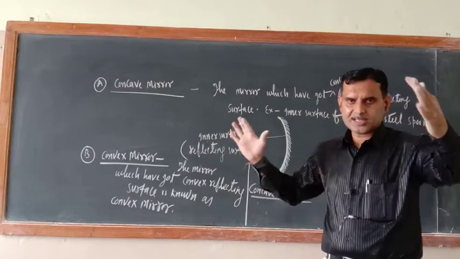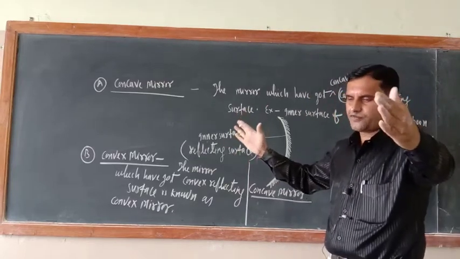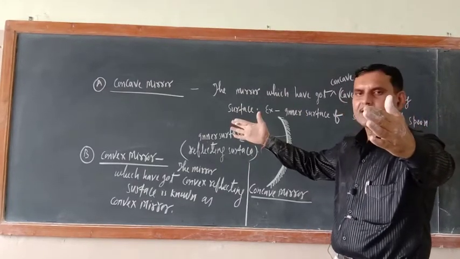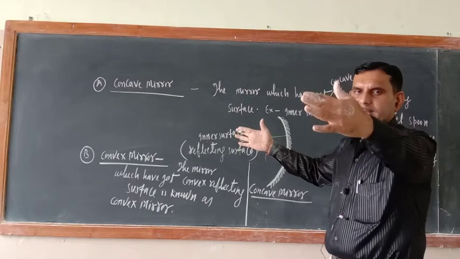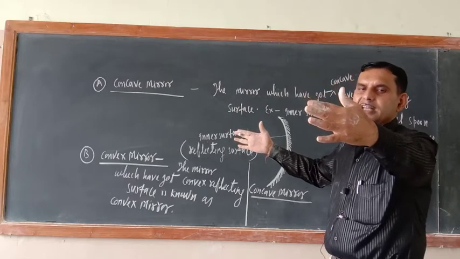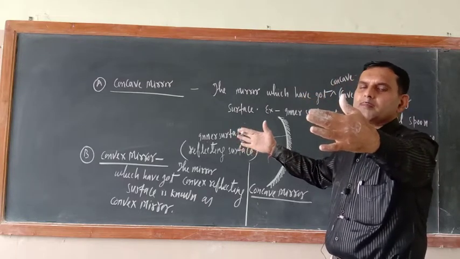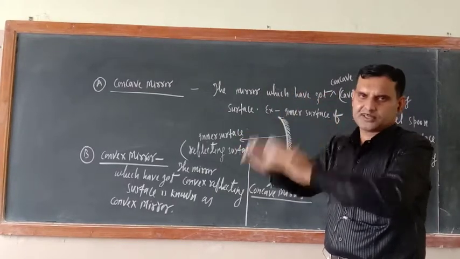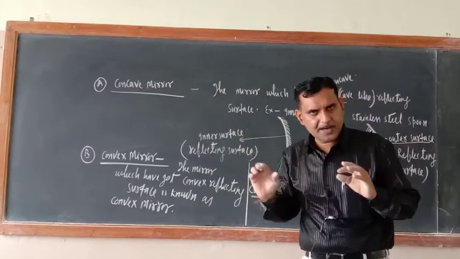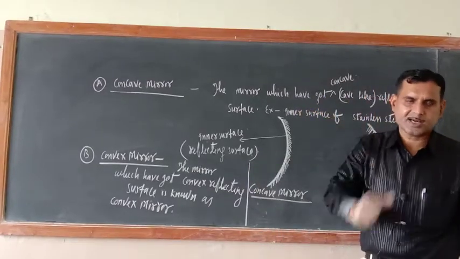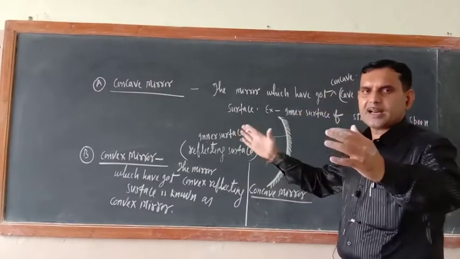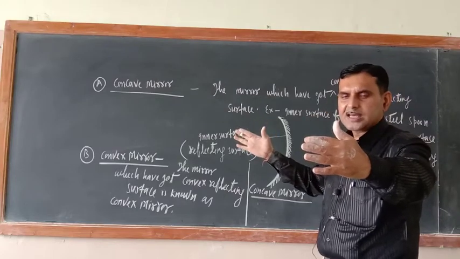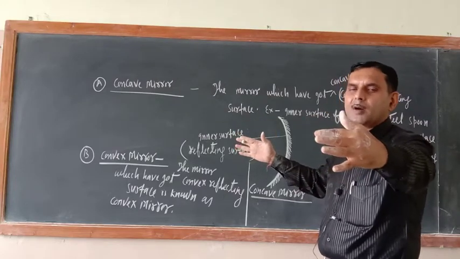Try to understand. First listen to the arrangement. The burning candle is here, the mirror is on this side, and the screen is on this side. So the burning candle should be kept between the mirror and the screen. Are you getting my point? Now try to understand here. Whatever image forms on the mirror, the same image will form on the screen.